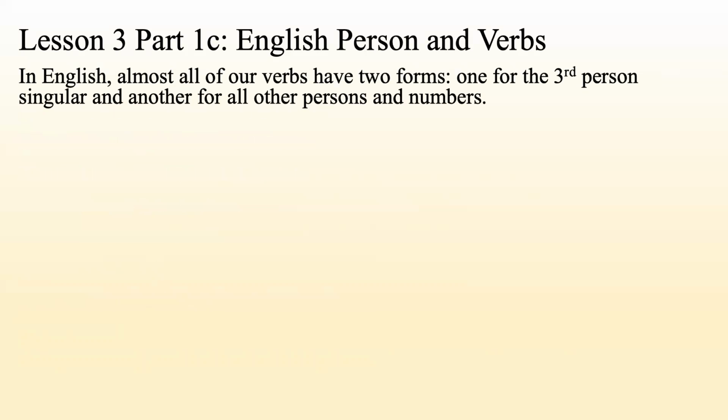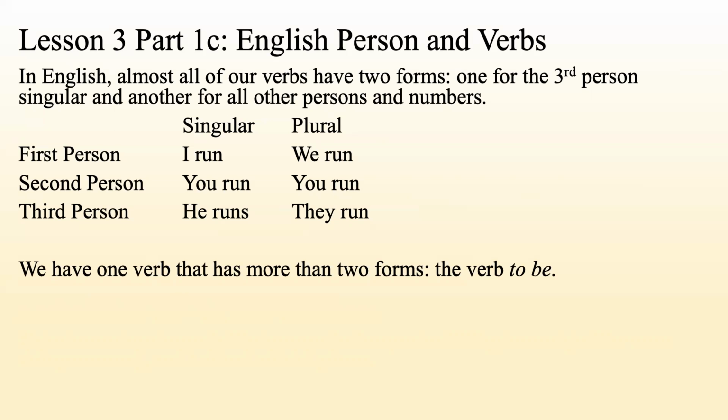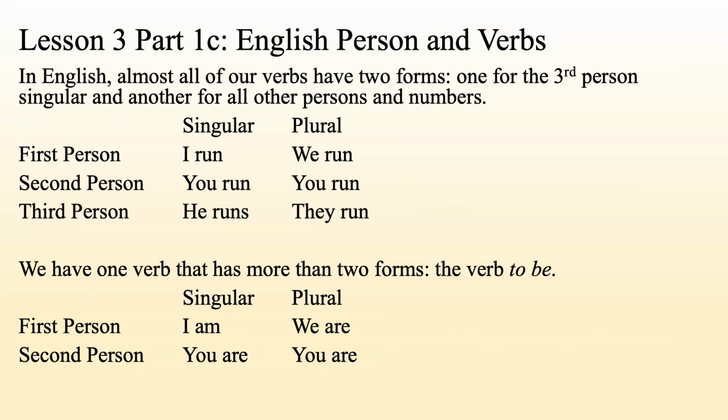In English, almost all of our verbs have two forms, one for the third person singular and another for all other persons and numbers. First person, I run in the singular and we run in the plural. Second person, you run in the singular and you run in the plural. Third person, he runs and they run. We have one verb that has more than two forms, the verb to be. I am, we are, you are, you are, he is, they are. So we have am and are and is.